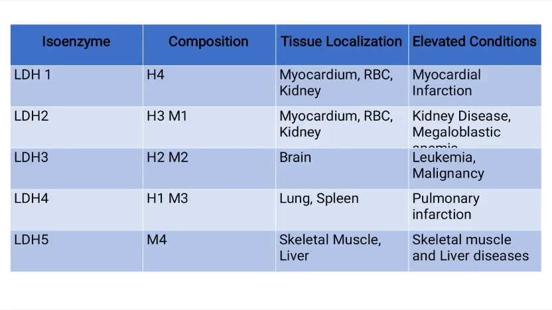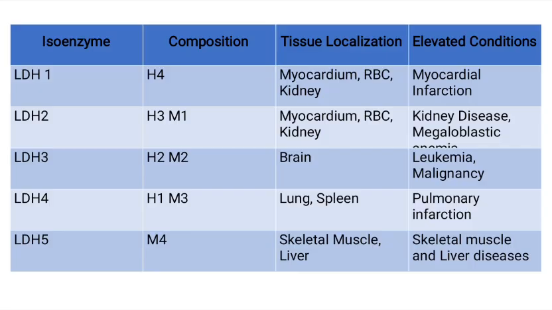So we have 5 different forms of isoenzymes in our body with respect to lactate dehydrogenase, ranging from 1 to 5, where LDH1 is majorly composed of the heart protein and it is made up of 4 subunits, H4. LDH2 is made up of 3 subunits of H, H3, and 1 subunit of muscle, which is M1. LDH3 is made up of a dimer of H protein and a dimer of muscle protein. LDH4 is made up of one polypeptide chain of H1 and 3 polypeptide chains of M3, and finally LDH5 is made up of 4 polypeptides of M, derived from chromosome 12.